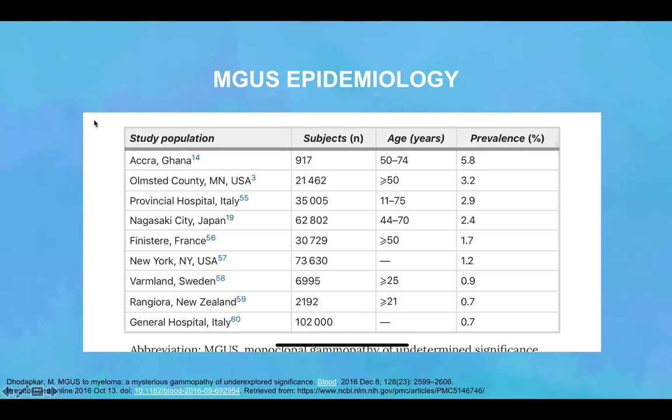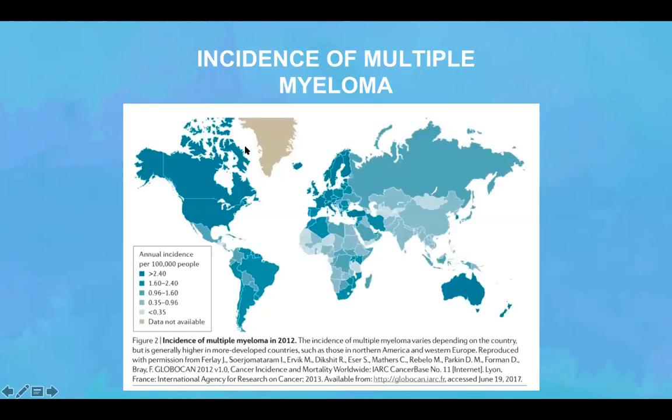This is a summary of many studies that were done about MGUS, and we can find that there is a higher prevalence in Africa than in Italy, for example, or in the USA or France, because we have a more African American population here than in the other countries. The incidence of multiple myeloma is variable throughout the world, but we can see that in the USA it has a higher incidence than, for example, in Asian countries, which are going to have fewer cases.